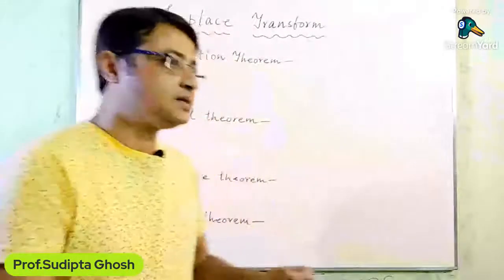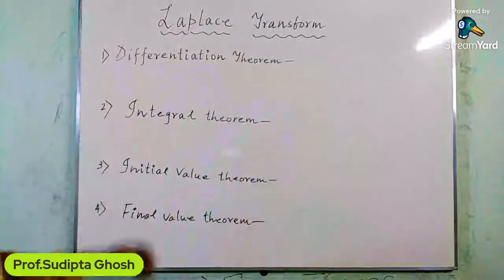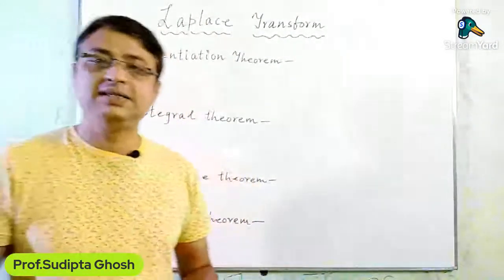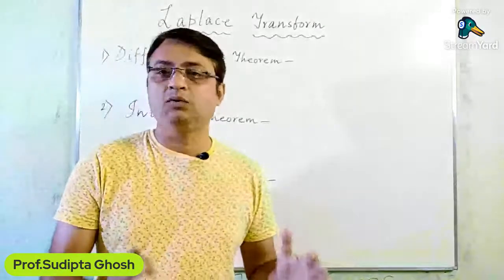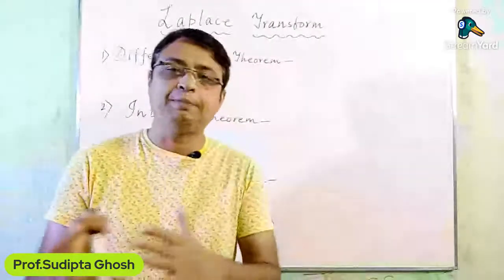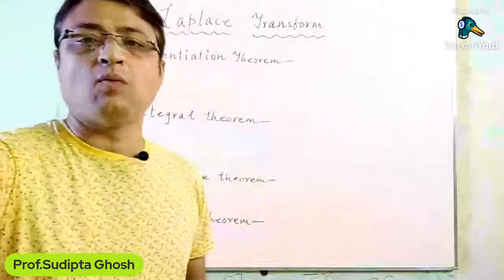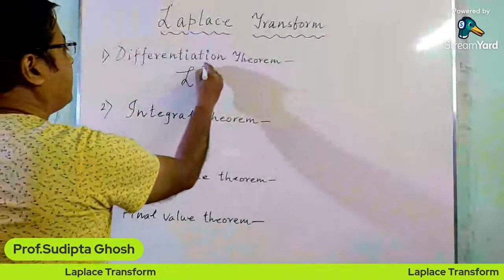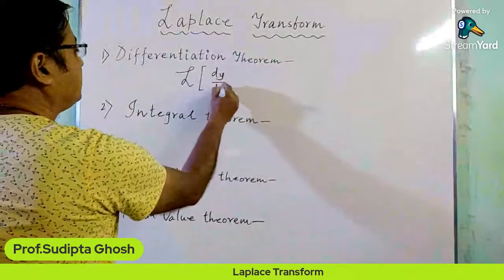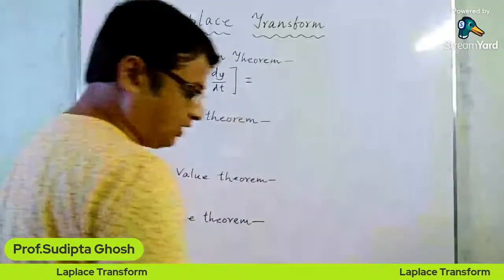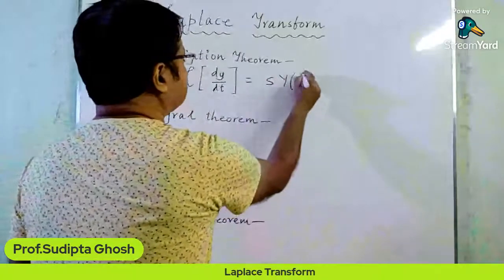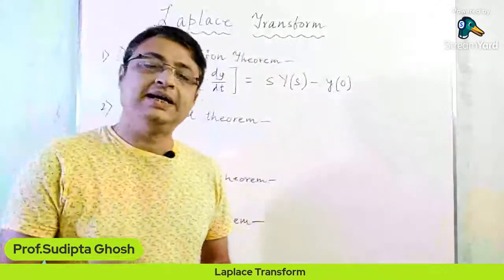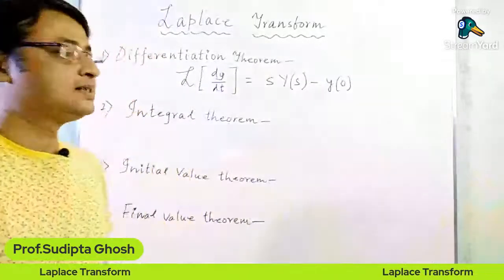The first theorem, and it is also an important theorem, is known as the differentiation theorem. It tells us that if y(t) is the time domain function and capital Y(s) is the frequency domain function, that is, if capital Y(s) is the Laplace transform of y(t), then by using the differentiation theorem we can write that the Laplace transformation of dy/dt is equal to s·Y(s) minus y(0), where y(0) is the initial value of y(t). So this is the differentiation theorem.